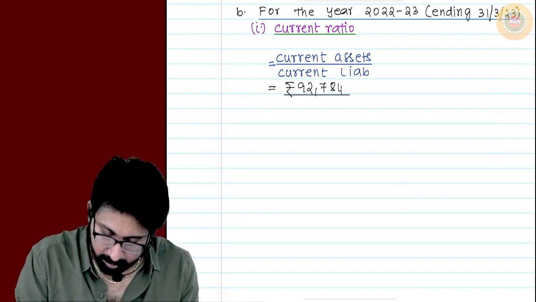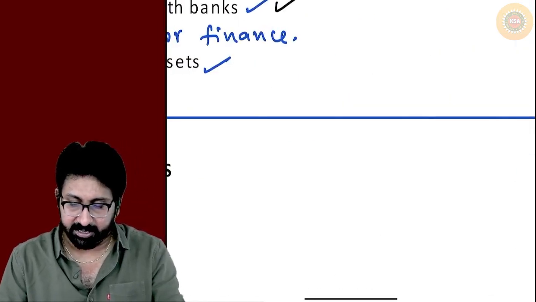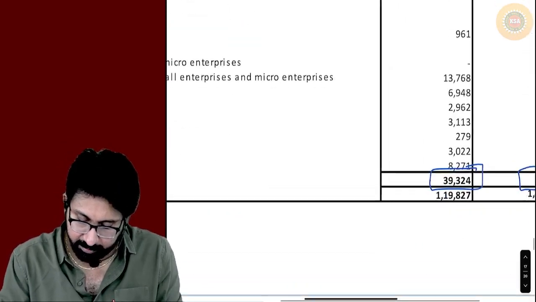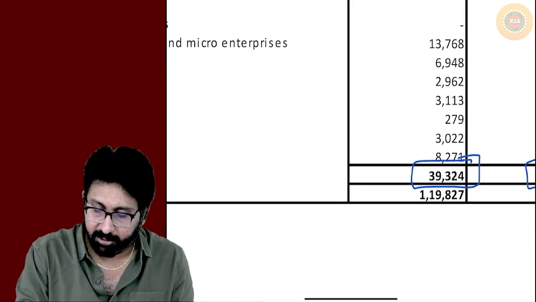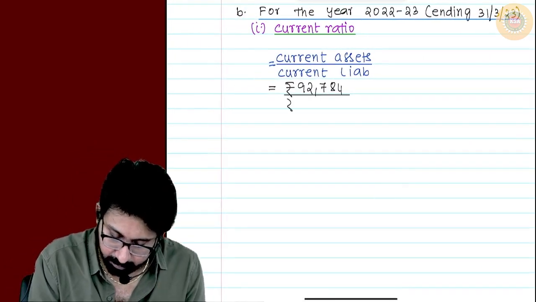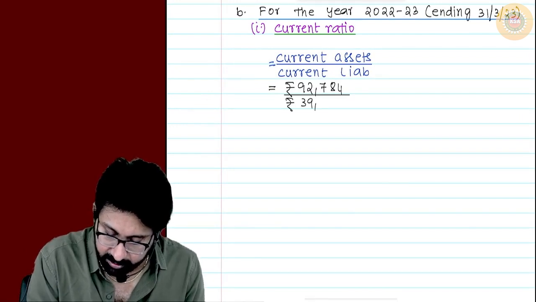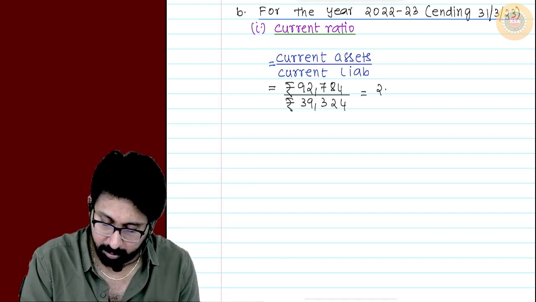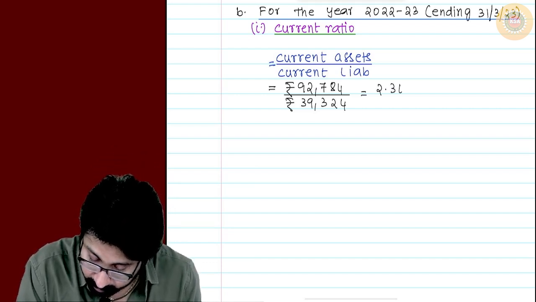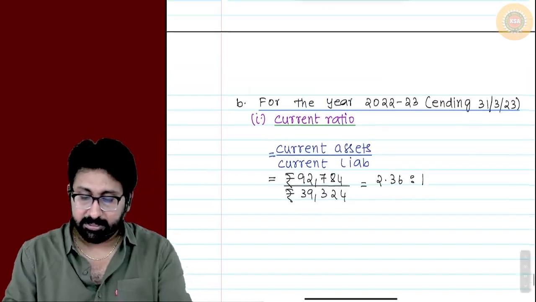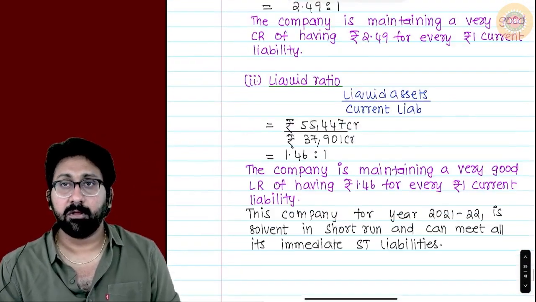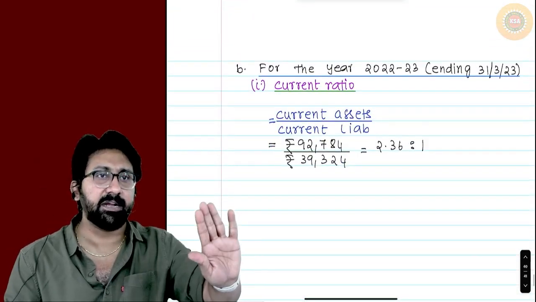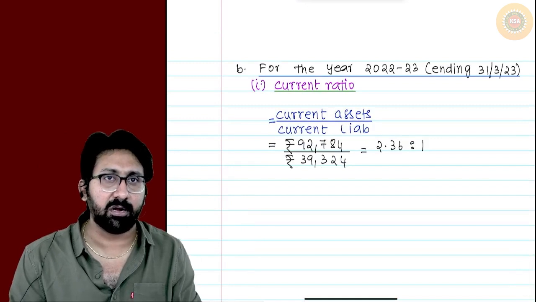Divided by. Please everyone, we have to see which of the liabilities are current liabilities. How much is the current liability? 39,324. Please tell the ratio. 2.36. So tell me, previous year how much was it? 2.49. It fell. But still it is maintaining a decent current ratio or not?